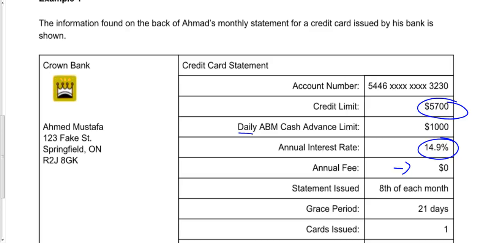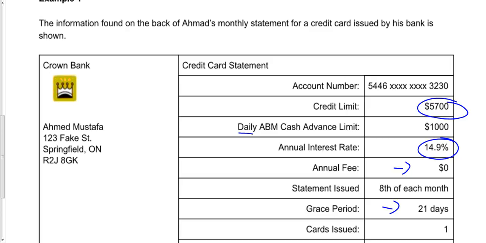And he has a grace period. That means they're not going to charge him any interest if he pays it back within the first 21 days. Okay, so just think, it comes out on the 8th, and you have 21 days to pay. That means you have until the 29th of each month to pay your credit card.